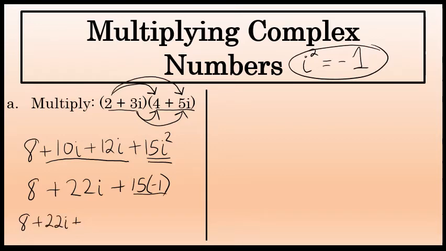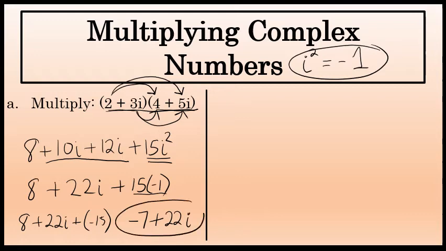So I end up with 8 plus 22i plus -15. And then adding 8 and -15, I get -7. So the answer to this problem, the product of 2 plus 3i and 4 plus 5i, is -7 plus 22i. When writing complex numbers, you should write the constant first, the real number part first, and then add or subtract the imaginary part. This product is best represented as -7 plus 22i.